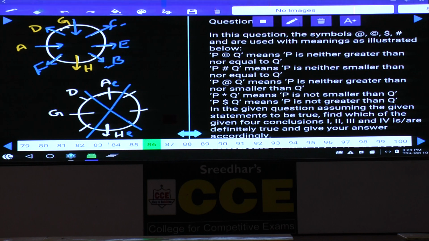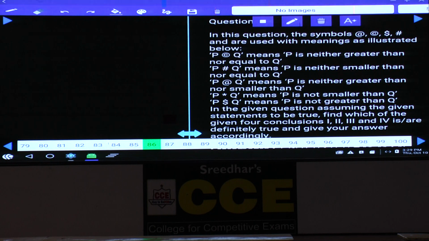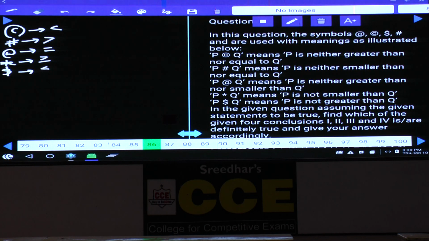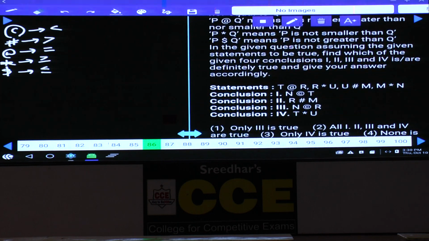Now in these coded inequalities, the symbol copyright stands for neither greater than nor equals to, which means it must be lesser than. Next one, hash, neither smaller nor equal, hence it must be greater than. At the rate of, neither greater nor smaller, means it must be equals to. And star, not smaller than, means it must be greater than or equals to. And dollar means not greater than, so it must be lesser than or equals to. Now this is the information we have.